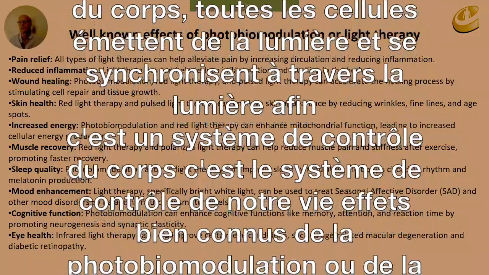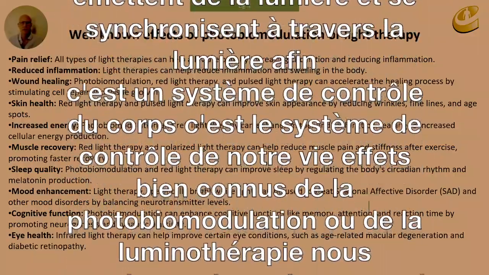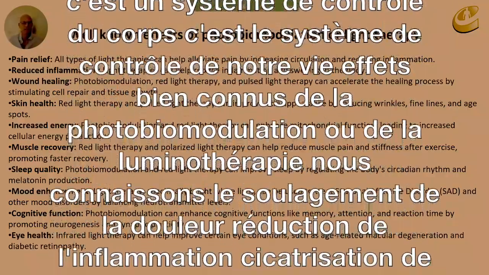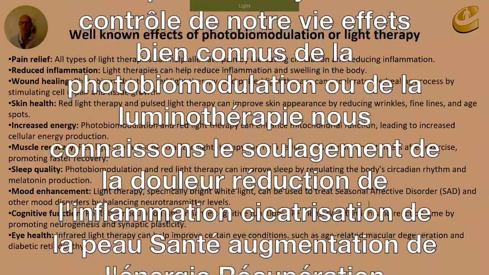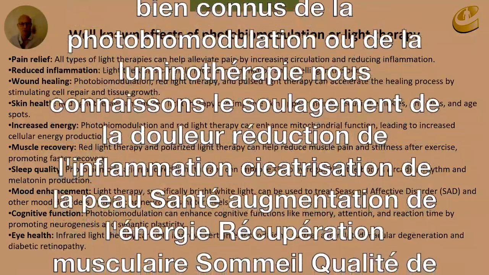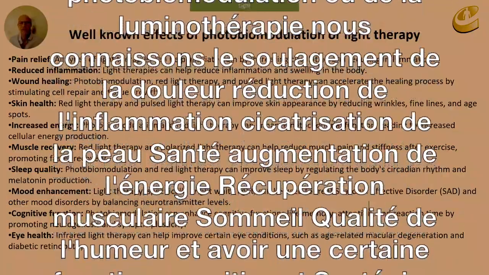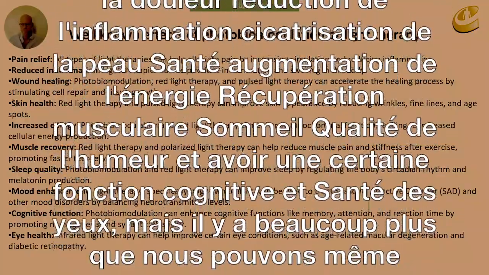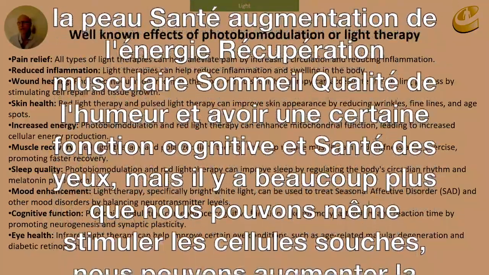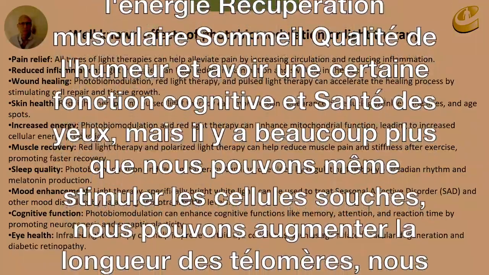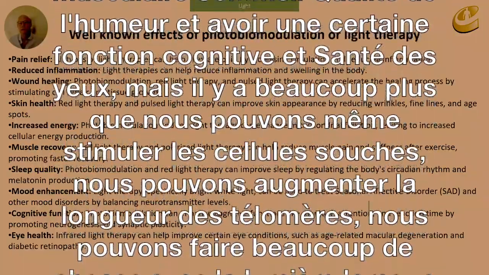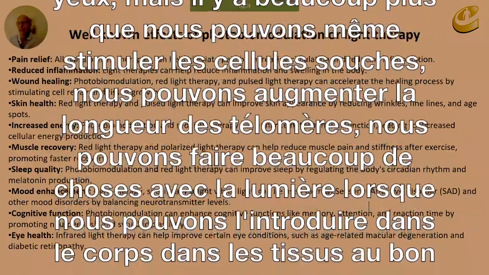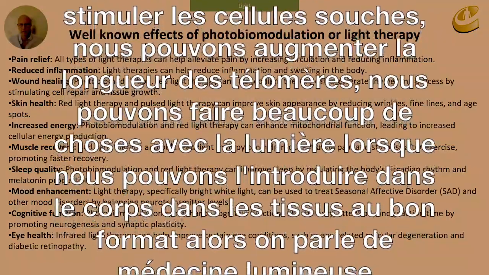Well-known effects of photobiomodulation or light therapy: we know about pain relief, reduced inflammation, wound healing, skin health, increased energy, muscle recovery, sleep quality, mood enhancement, cognitive function, and eye health. But there is a lot more. We can even stimulate the stem cells. We can increase the length of telomeres. We can do a lot of things with light when we can get it into the body, into the tissue in the right format.